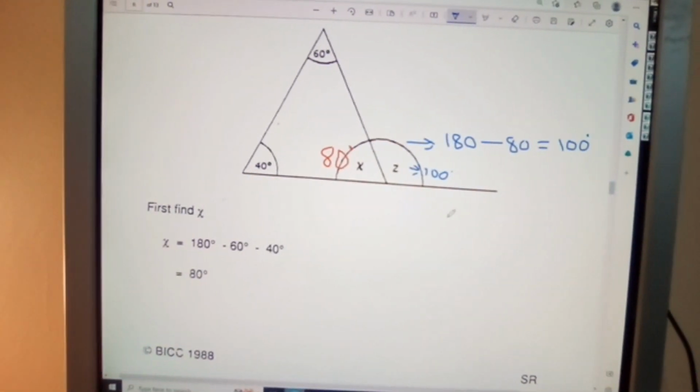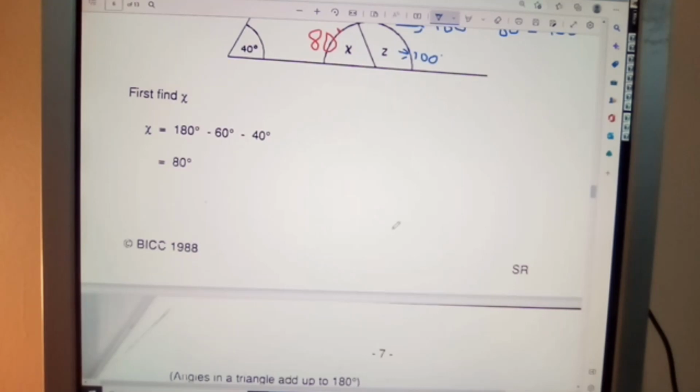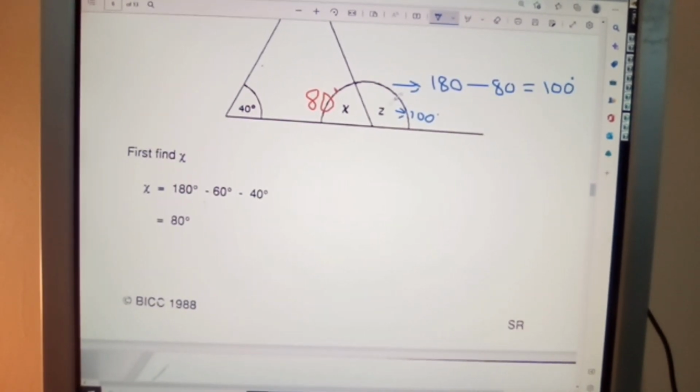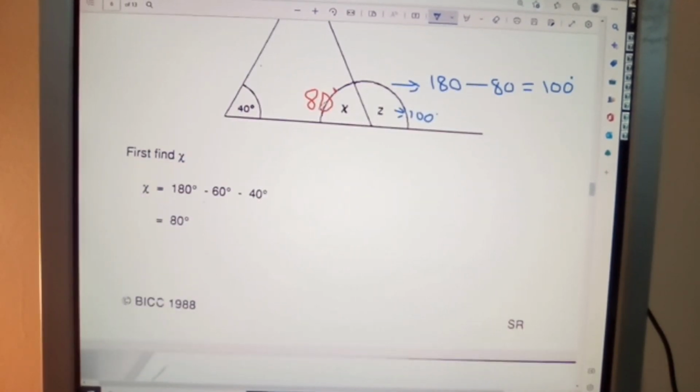And that's what we do. It's a subtraction here for Z rather than an addition. Here it's an addition because we need to make this up to 180. Here we know that should be equal to this. Therefore, if that's 80 degrees, that's going to leave us 100. Z will be equal to 100 degrees.